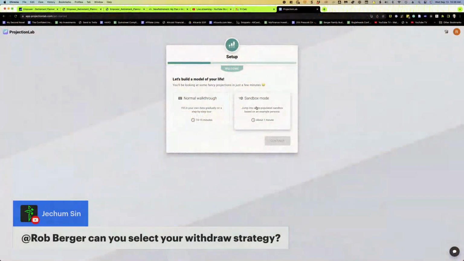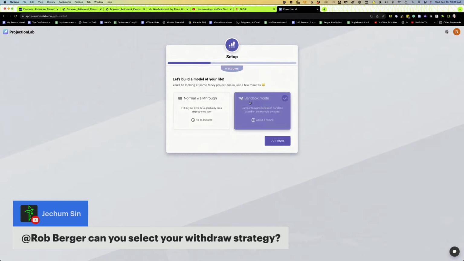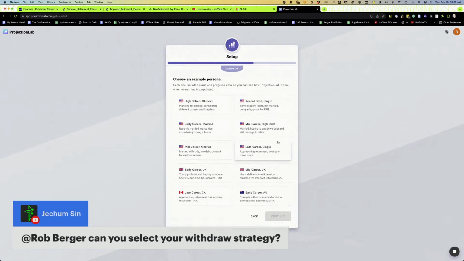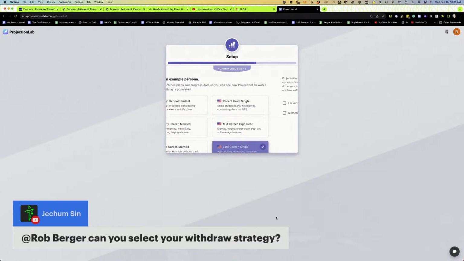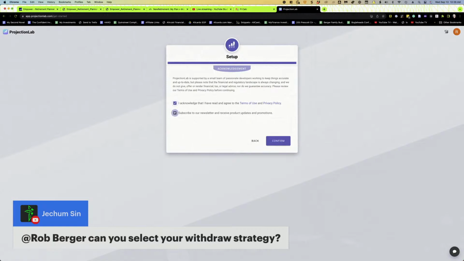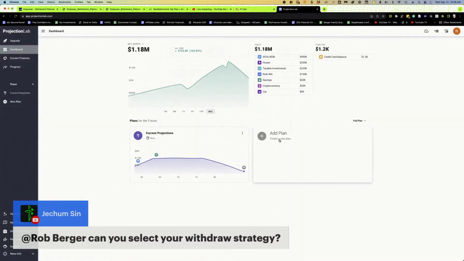If you log in, this is like a new account for me. I have my own account, but I used a different email here. You can use this for free, you just can't save your data. If you pay for it, you can save your data. We'll use sandbox mode and just pick one of these, late career single, fine. It fills in some basic data, and you can play with the tool.